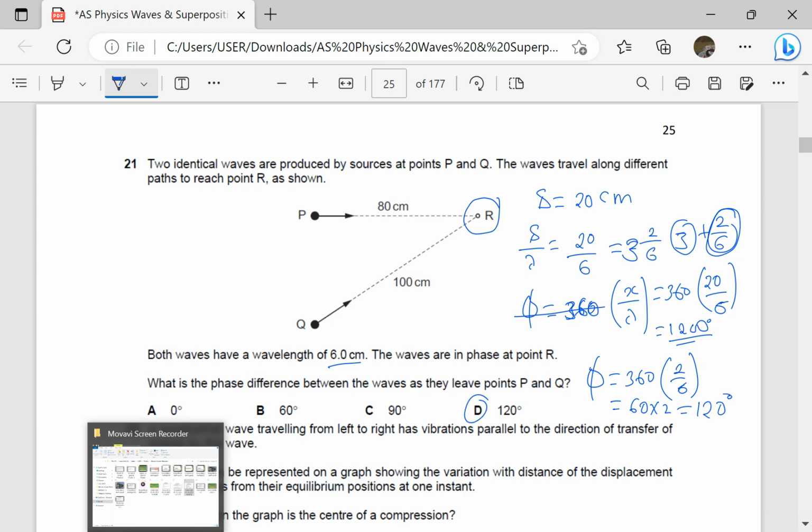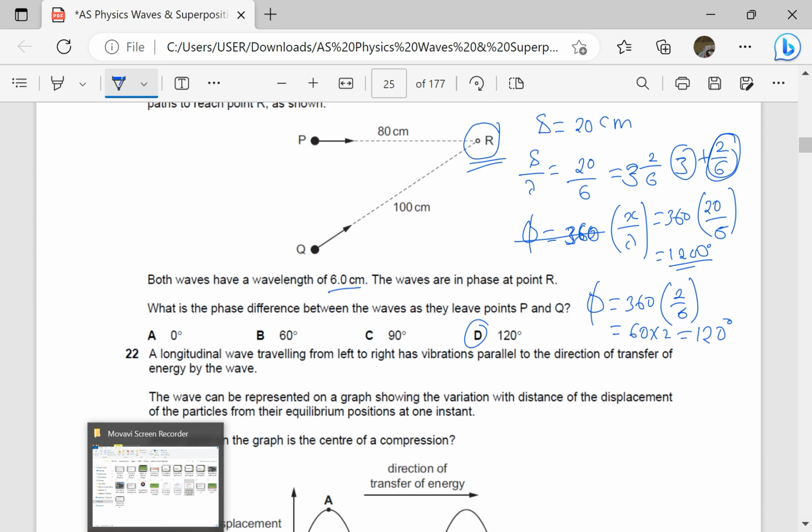So the phase difference between the waves as they leave points P and Q, if they arrive here in phase, then the extra part, 2/6, which is 1/3, is the phase difference between the two sources. Therefore, the phase difference between the waves as they leave points P and Q is going to be 120 degrees. So I'll just ignore this first part because it is going to confuse many of us.